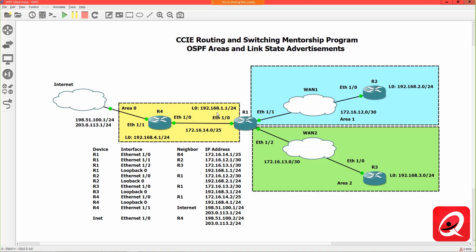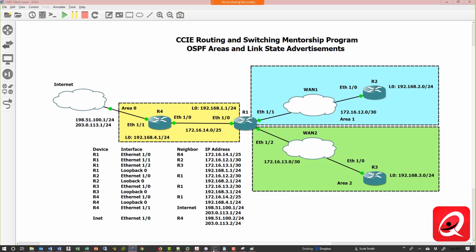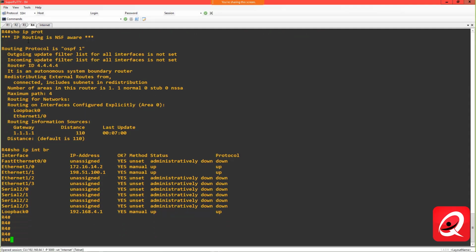I don't know why my capture's not going. I think I got it hung up there. That's okay. All right.